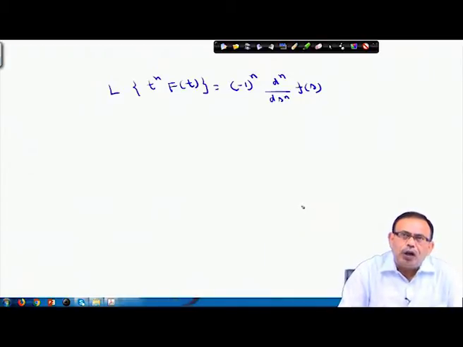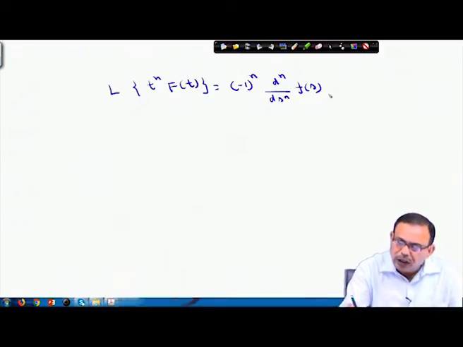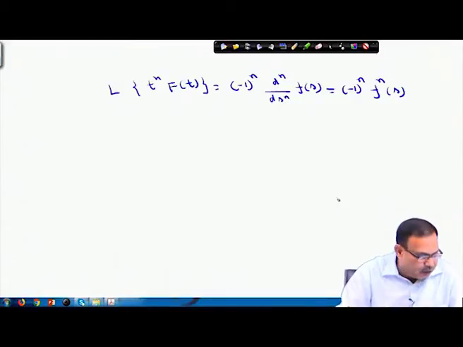Using the theorem of the derivative of Laplace transform, I can tell that the Laplace transform of t to the power n into f(t) is equal to minus 1 to the power n into d^n/ds^n of F(s). So, I can write this as minus 1 to the power n, and this is nothing but F^(n)(s). d^n/ds^n means the nth derivative with respect to s.